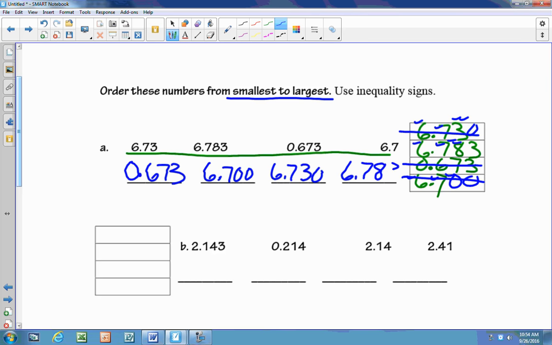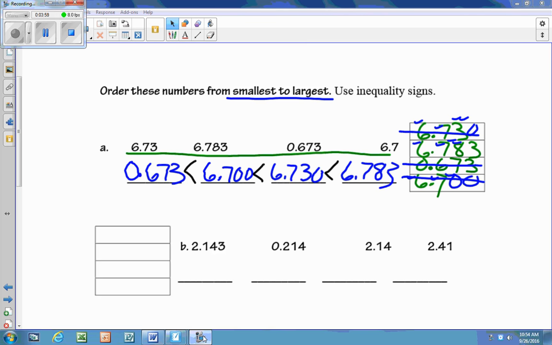What I want to make sure that I do when I have this is put my inequality symbols in. And since I'm going from smallest to largest, that's is less than, is less than, is less than. They should all be in there. And that is how I compare and order decimals, part 1.